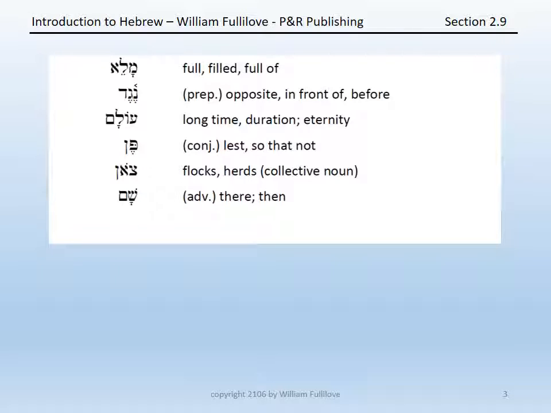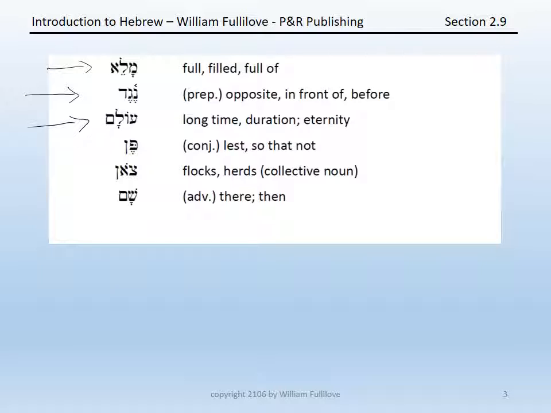Hebrew male is glossed full or filled or full of. The Hebrew preposition neged, note the stress on the first syllable, is glossed as opposite or in front of or before.